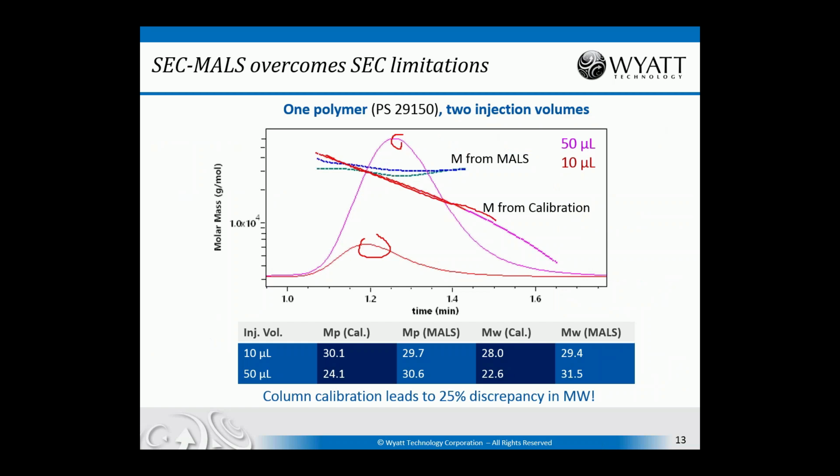However, light scattering, measured here for the two, shows us that in fact the molecular weights are essentially identical. So again, here the molecular weight measurement would fail. You'd get up to about 25% discrepancy in molecular weight using column calibration, even though you're injecting the same polymer with just different injection volumes. And light scattering gives you the right answer and tells you that they're essentially the same to within a couple of percent.